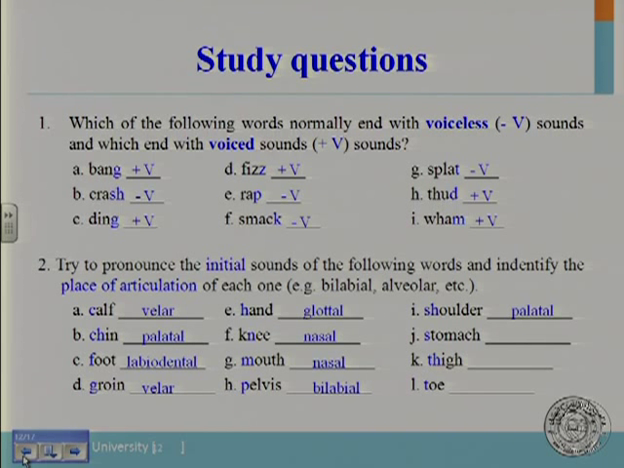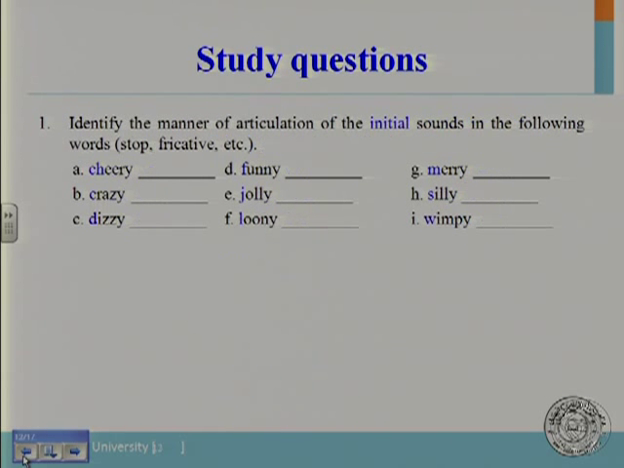Stomach. S. Try to remember. It is alveolar. And thigh, we have th. Of course, it is a dental sound. And finally, toe is a t. The place is alveolar. T, th, and so on. Try to remember the following sounds, and you can do more practice by pronouncing the sounds.